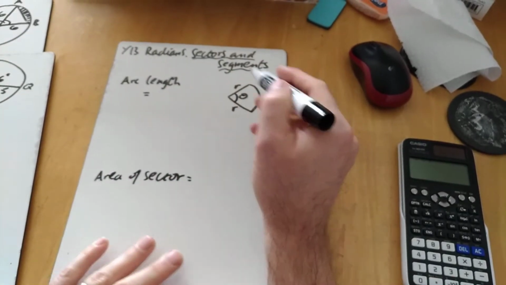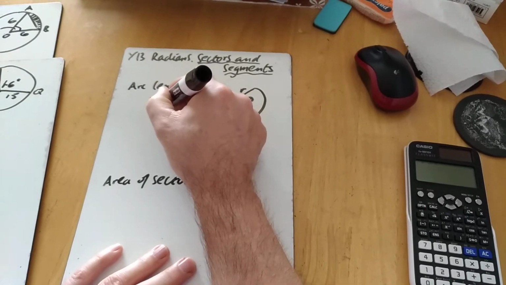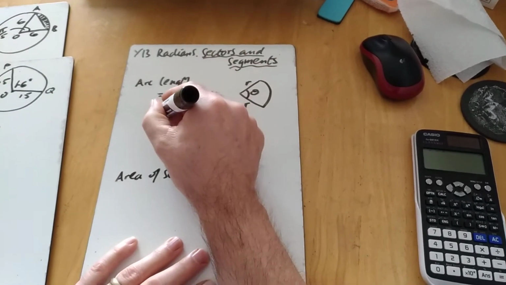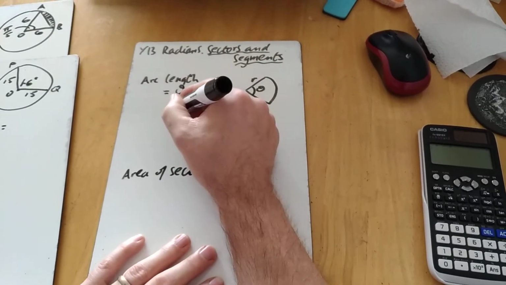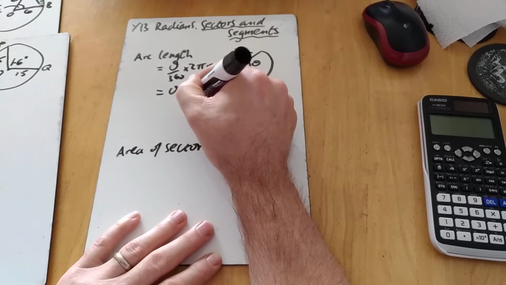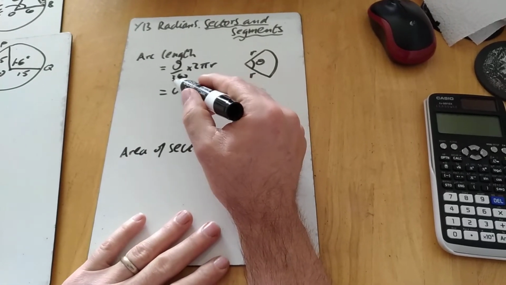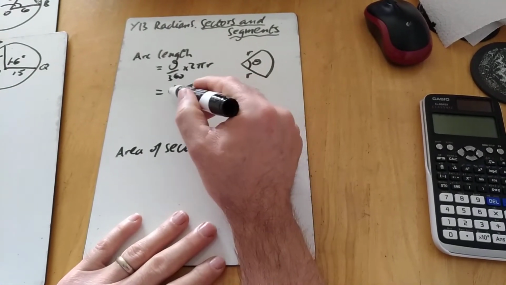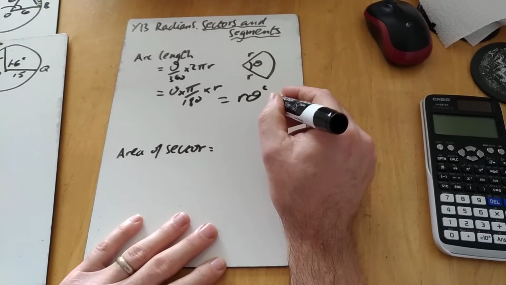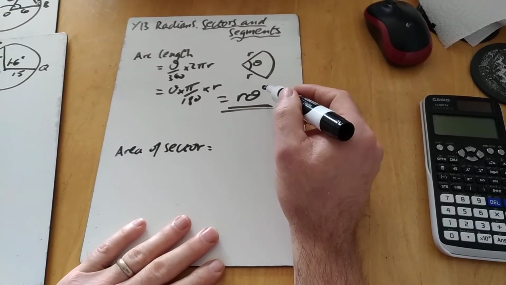If I want the arc length, it's a fraction of the circumference. So if theta is in degrees, it's theta over 360 degrees times 2 pi r. Well, all that becomes, when I do theta times 2 pi over 360, pi over 180 times the radius. Well, if theta is in degrees, how do you change from degrees to radians? You times by pi over 180. So all this is r theta when theta is in radians. So my arc length is simply the radius times the angle in radians.